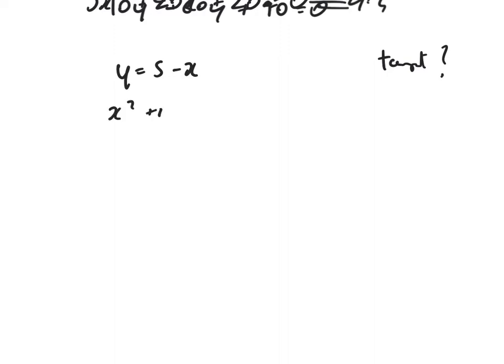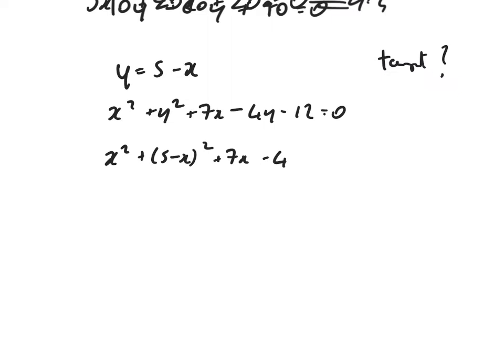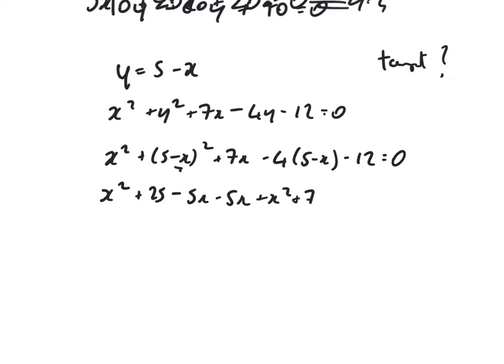X squared plus y squared plus 7x minus 4y minus 12 is equal to 0. Okay, so let's sub in for y. X squared plus (5 minus x) all squared plus 7x minus 4(5 minus x) minus 12 is equal to 0. So it'll be x squared plus 25 minus 5x minus 5x plus x squared plus 7x minus 20 plus 4x minus 12 is equal to 0.